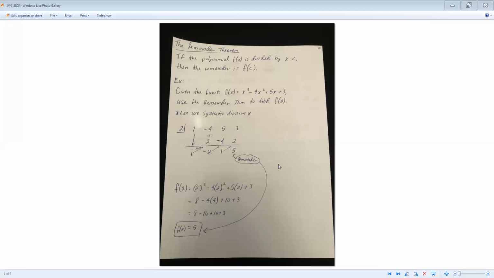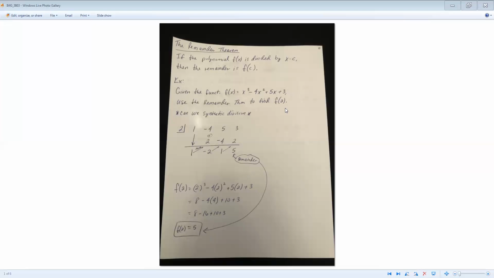Now, according to the remainder theorem, when I take 2 and plug it into my function, I should get 5. So plug 2 into the function. That's going to be 2 cubed minus 4 times 2 squared plus 5 times 2 plus 3. So 2 cubed is 8. 2 squared is 4. 5 times 2 is 10, and we have 3. 4 times 4 is 16. So 8 minus 16 is -8. Plus 10 is 2. Plus 3 is 5, which is our remainder. So that's the remainder theorem right there.